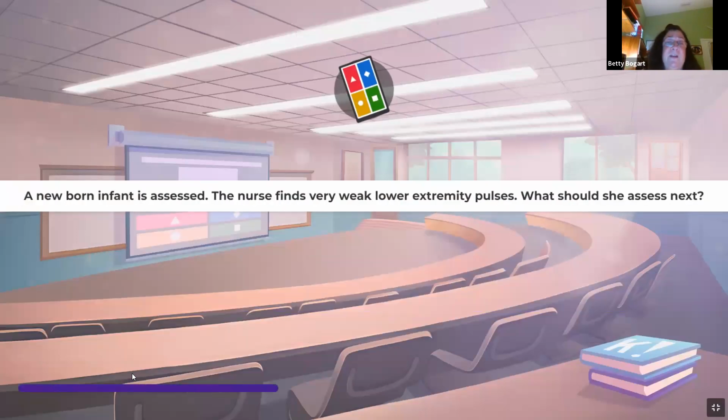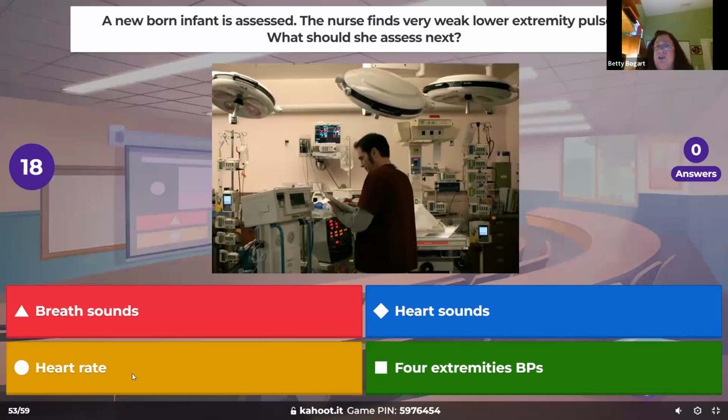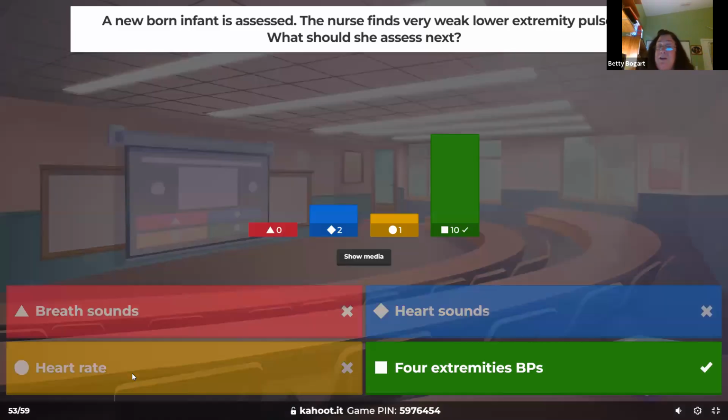A newborn infant is assessed. The nurse finds very weak lower extremity pulses. What should she assess next? Why do they have weak pulses? This is a newborn. You're assessing a brand new baby. So we're going to do that for extremity blood pressure. Is this a coarctation of the aorta?